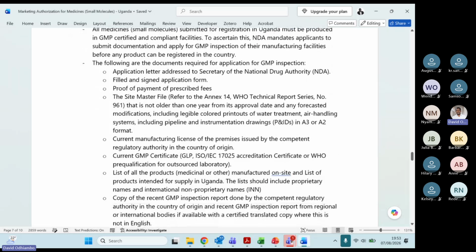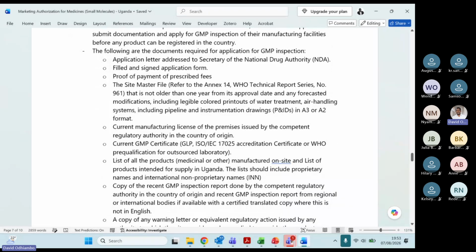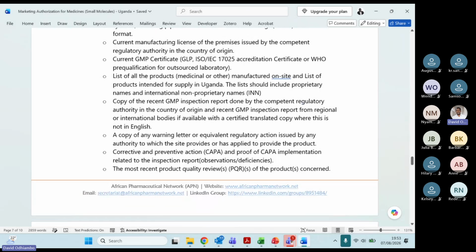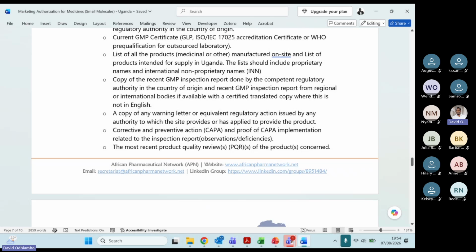So if you're going to make an application, you apply for GMP. There's an application letter, a filled and signed application form, proof of payment for GMP, the site master file, the current manufacturing license, and the current GMP certificate if you're from a foreign country, because you must demonstrate that you're already allowed to manufacture in the country of origin. You cannot bring a product to another country when, in the country where you're operating, you're not allowed to produce and sell a product. Then a copy of the recent GMP inspection report if you've been inspected.